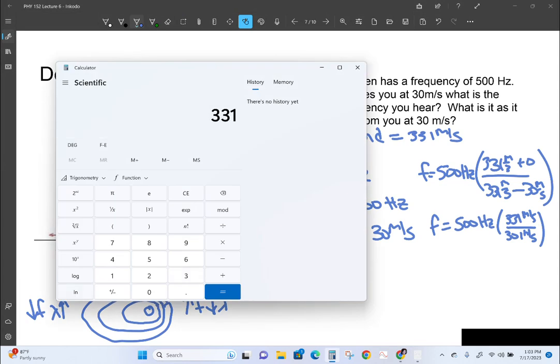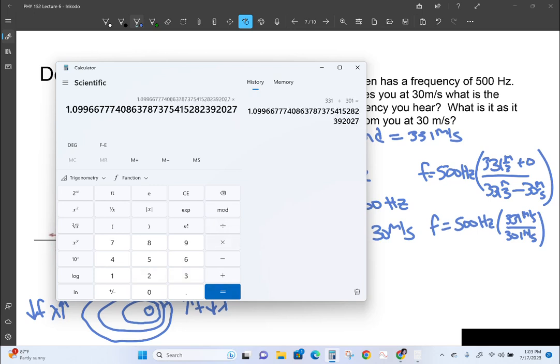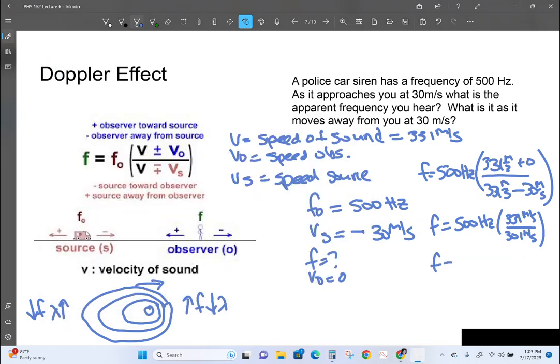So 331 divided by 301 times 500 equals, you will hear 549 hertz. So that is indeed a higher frequency because it's coming towards you.